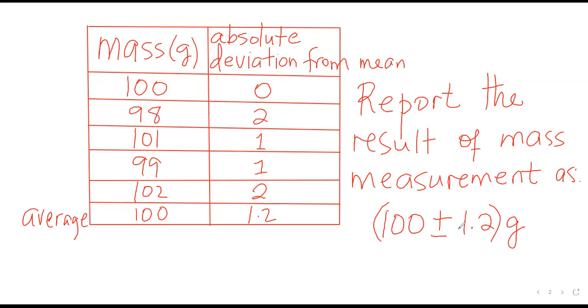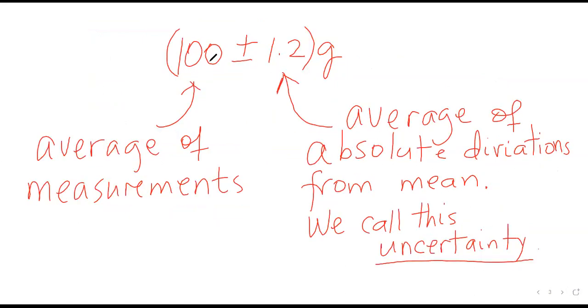So this is how you report your final result. I have also explained it on this page here. This is the average of the measurements, and this is the average of the absolute deviations from the mean. Now, this number is what we call uncertainty. All right, what's the significance of the plus or minus?